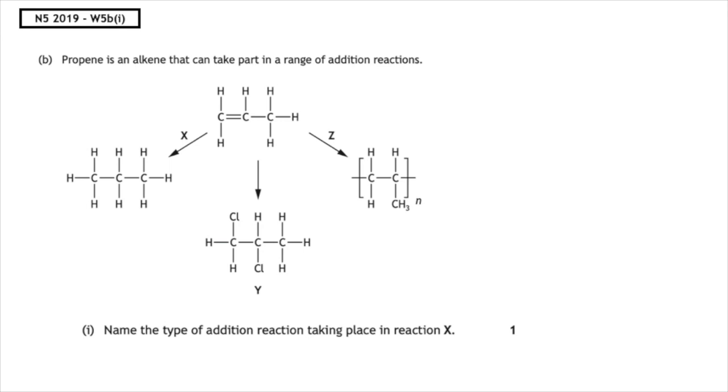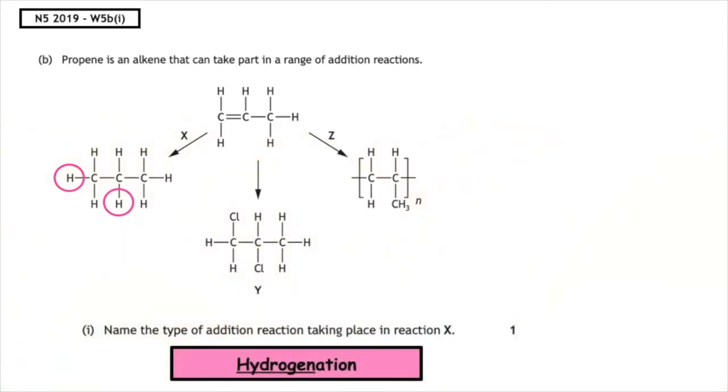This past paper question is from the National 5, 2019, written 5B Part 1. Propene is an alkene that can take part in a range of addition reactions. Name the type of addition reaction taking place in reaction Z. If we put a circle around the things that have changed and been added on, we can see that we've added 2 hydrogen atoms, which means that the name of the type of addition reaction is hydrogenation.